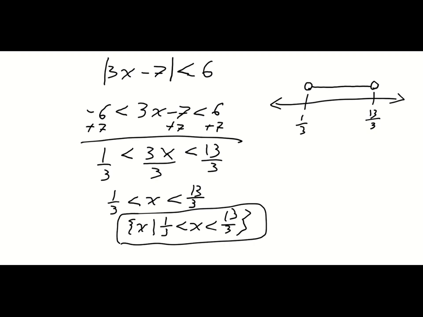And then if we're asked for interval notation, we start at the smaller number, 1/3, and it gets a parentheses because it's strictly less than, and go up to 13 thirds, our largest number, and also gets a parentheses because it's strictly less than. So depending on what you're asked, those are the different ways that you can express your answer.